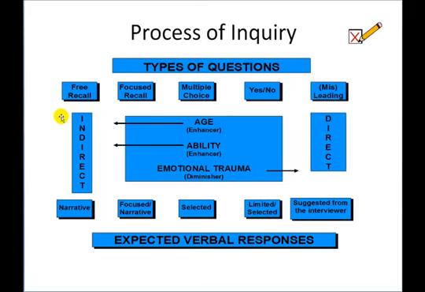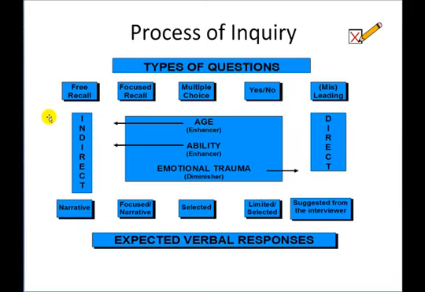Free recall is a type of indirect questioning, and the expected verbal response or outcome of a free recall question is a narrative. That is, the child explains and responds in a narrative in their own words.